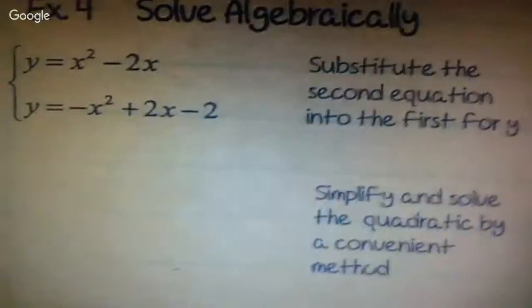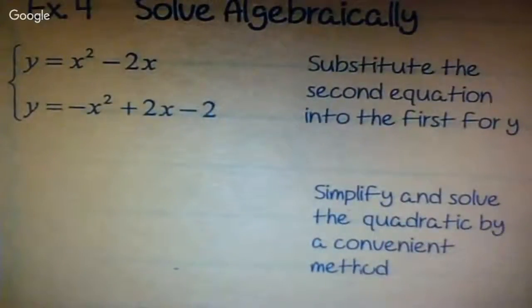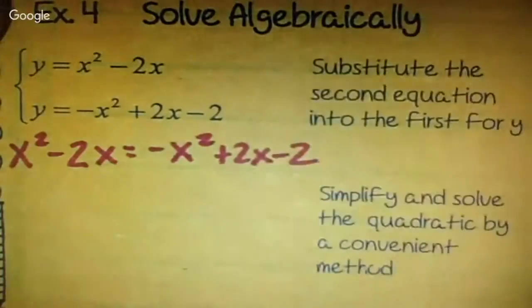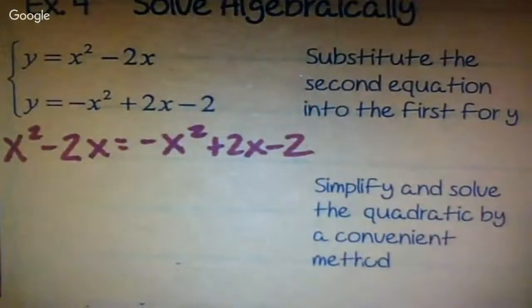I'm going to show you how to do this algebraically. So, again, substitute one equation into the other one for y. So, we end up with x squared minus 2x equals negative x squared plus 2x minus 2. Yes, you can put the negative x squared on that side. Yes. It does not matter which side, which one goes on. You just know because they're both equal to y, they're both equal to each other.